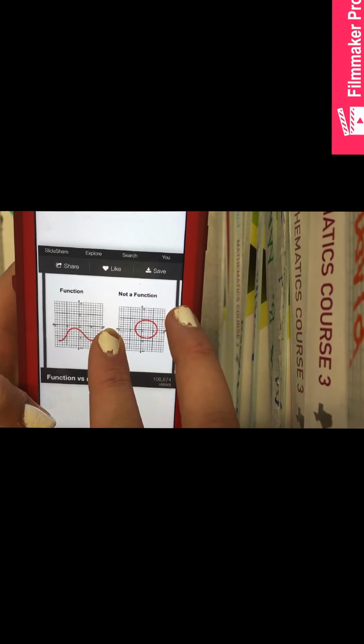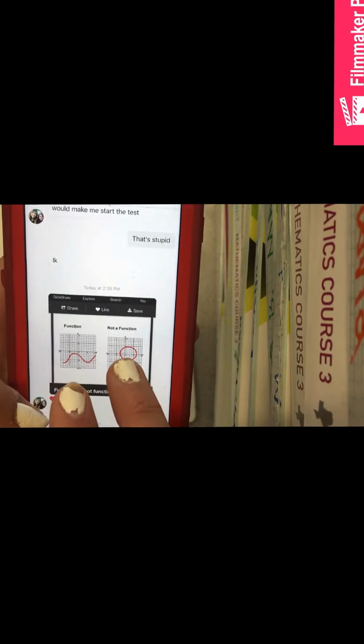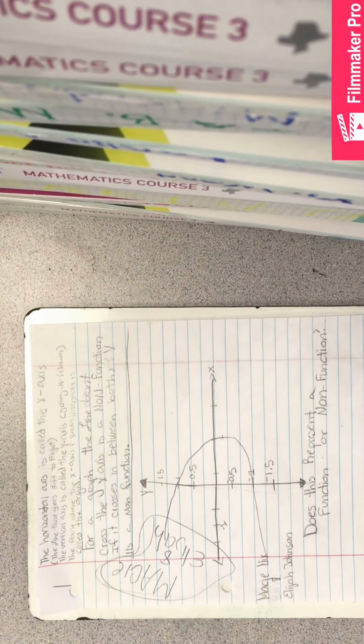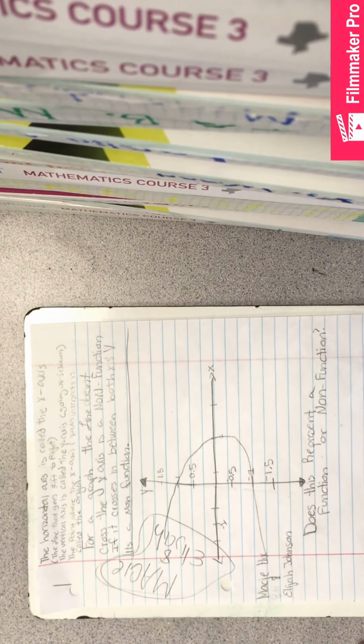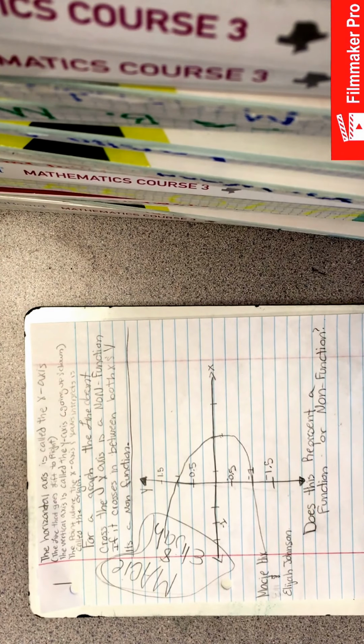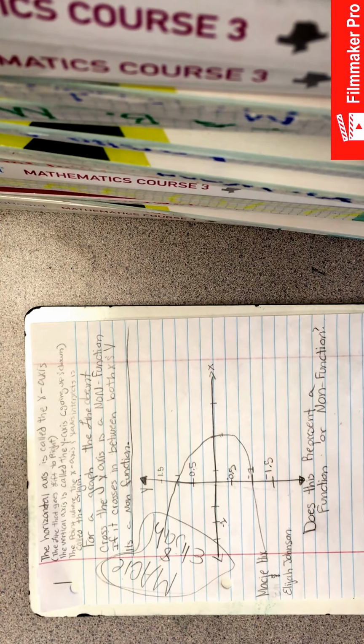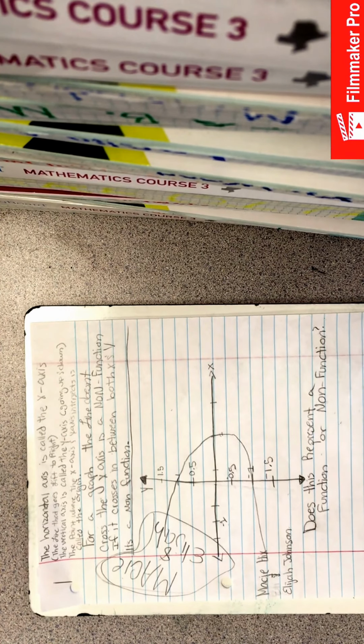So that represents a non-function. For the graph, if the line crosses the x-axis, that means it's a non-function, but if it doesn't, that means it's a function.